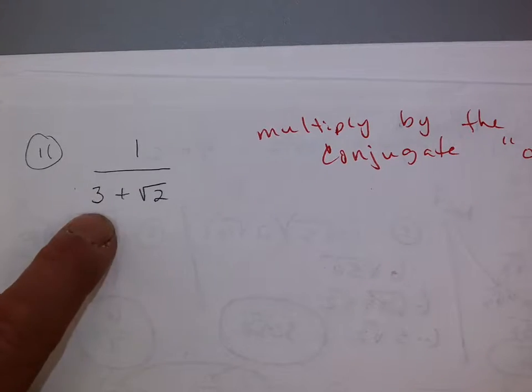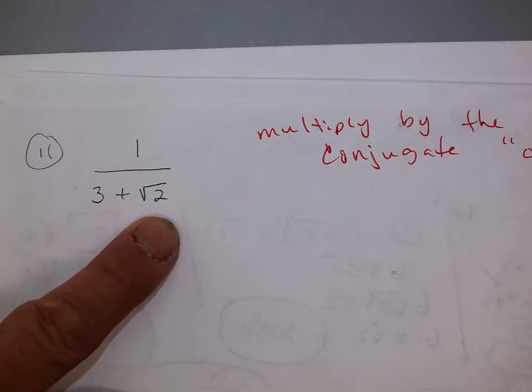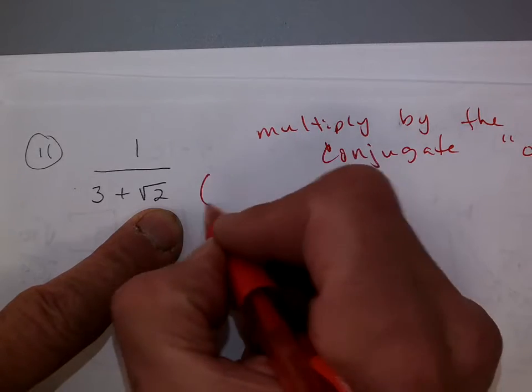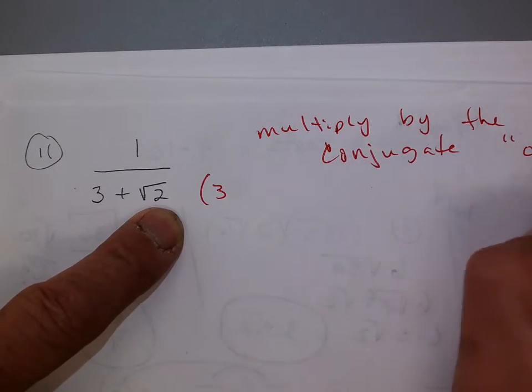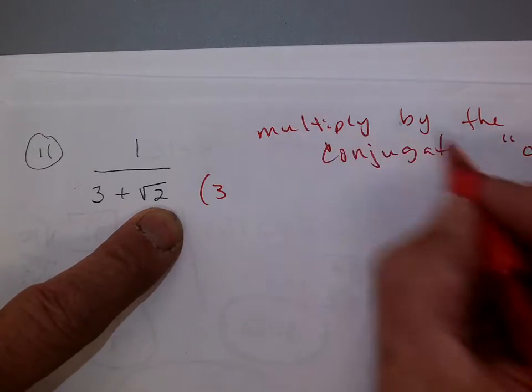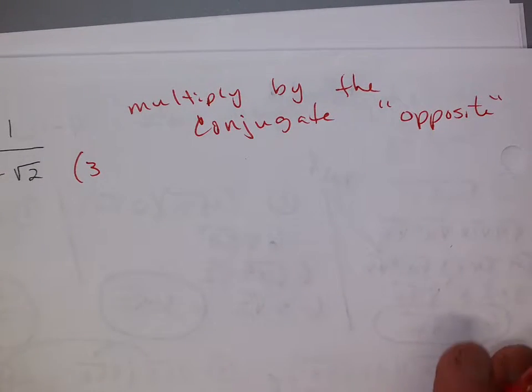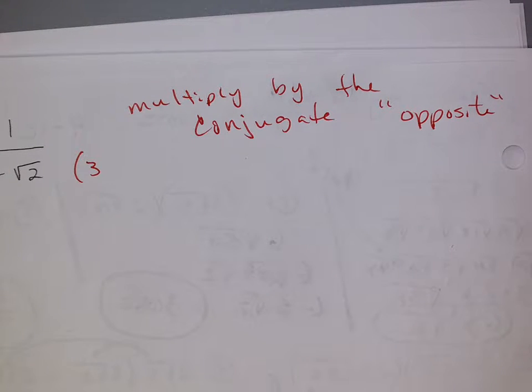Okay, the opposite of 3 plus the square root of 2 is 3 minus. Wait, conjugate the what opposite? It's just the opposite. Multiply by the conjugate. Oh, sorry. So we're going to multiply by the conjugate. The conjugate's the opposite, okay? And I'll describe the opposite for you, okay?